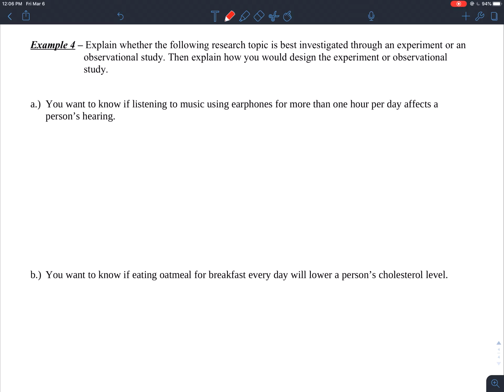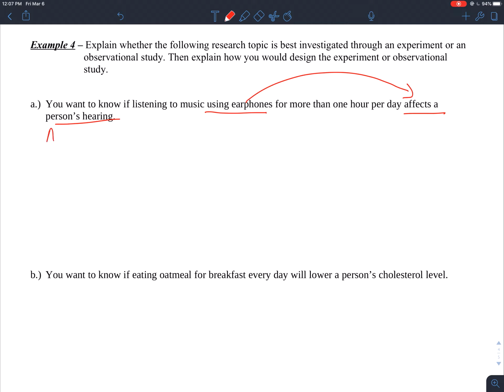Okay, so I want to see if using earphones affects hearing. Actually, the goal is to, if you can, establish causation. Earphones cause bad hearing or worse hearing. The problem with that is I can't ethically do that.